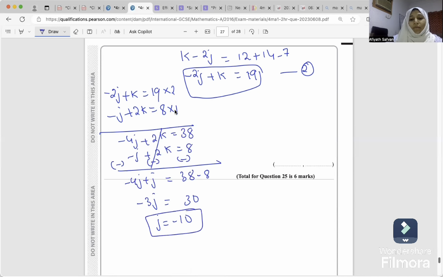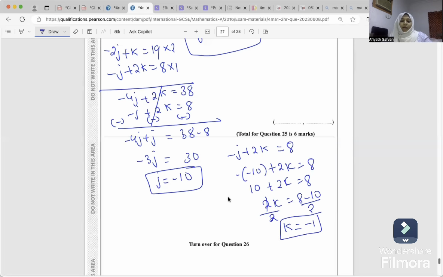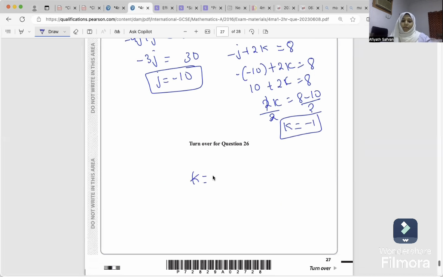So substitute in any one of the equations to get the value of k. So minus j plus 2k is going to be 8, or minus of minus 10 plus 2k is going to be 8. So 10 plus 2k is going to be 8, or 2k is going to be 8 minus 10. Divide by 2 on both sides. So k is going to be minus 1. So we got the value of j and k. Writing together, j is going to be minus 10 and k is going to be minus 1.